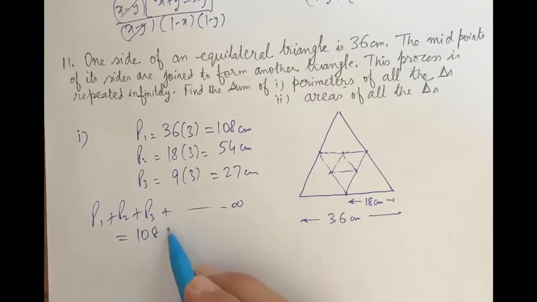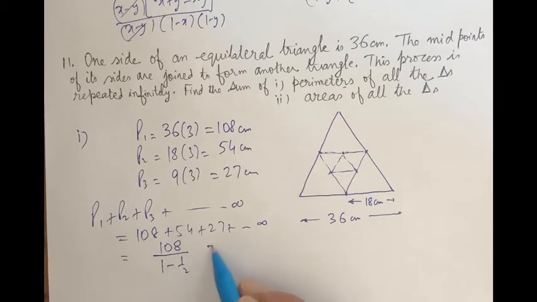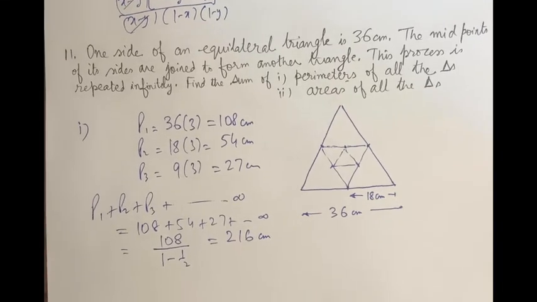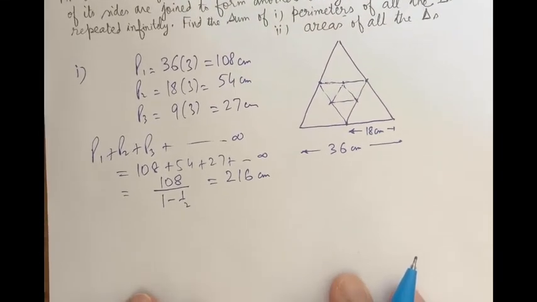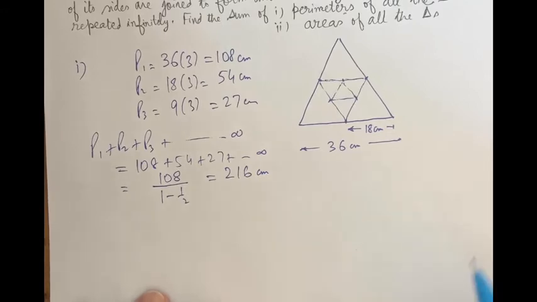This is 108 plus 54 plus 27 and so on up to infinity. This is an infinite GP, so the sum to infinite number of terms is first term 108 upon 1 minus common ratio. So this will be 216 centimeters. The second part, we have to find the sum of areas.